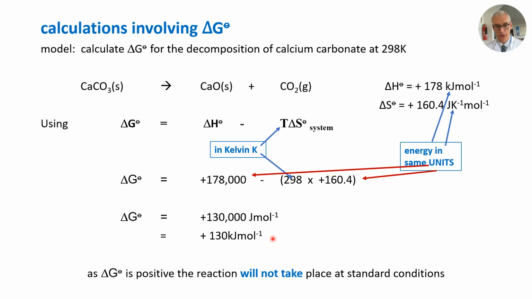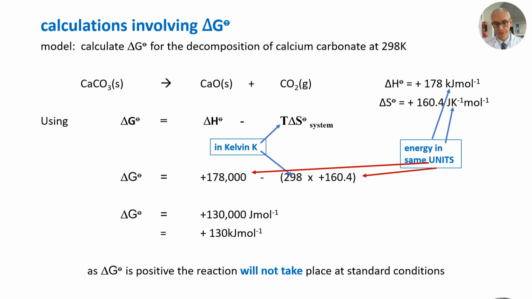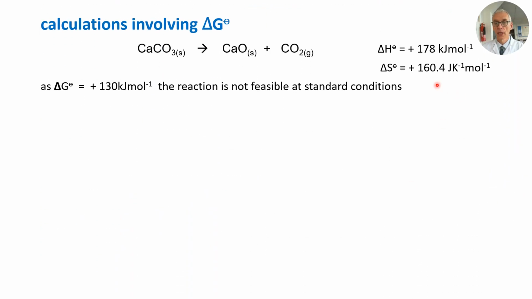Delta G is found to be plus 130. It is positive. If you recall, for a reaction to be feasible, delta G must have a negative value, so the reaction will not take place. So we know from the previous slide that the decomposition of calcium carbonate is not energetically feasible at standard conditions.